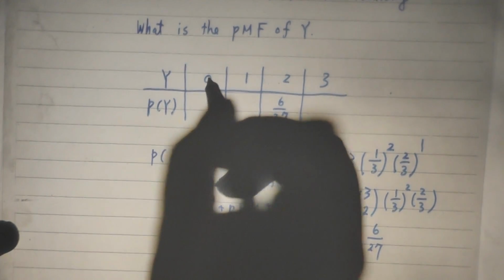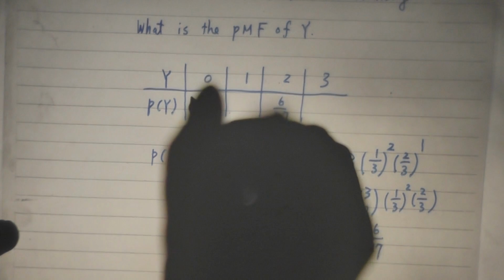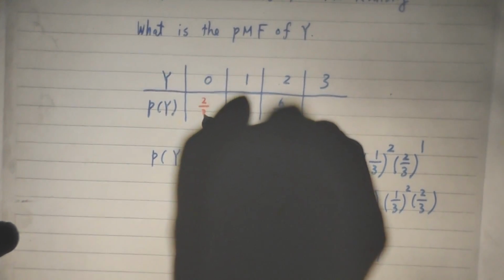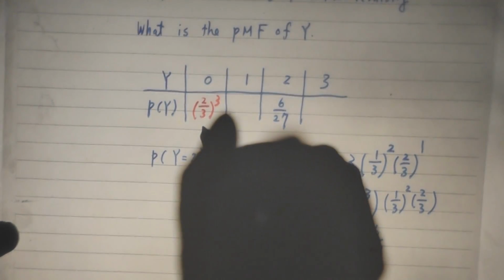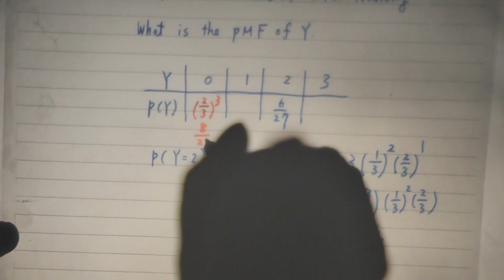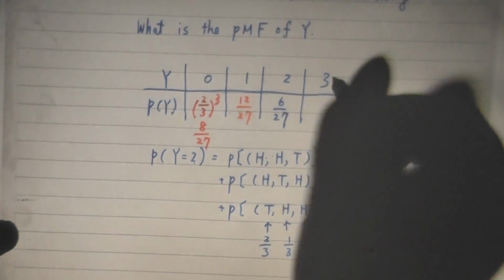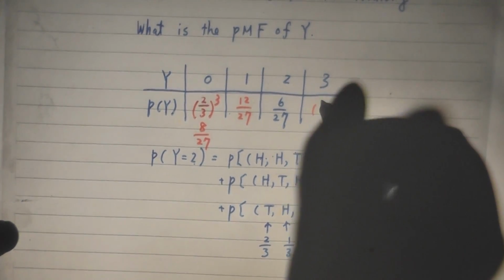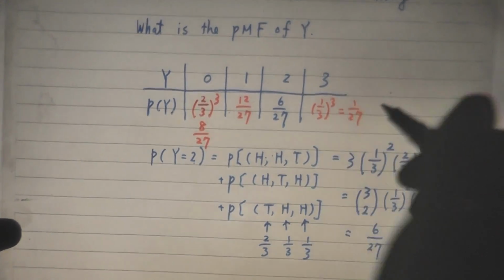probability y equal to 0. That means we see 3 tails in a row. And chance to see a tail is 2/3. And 3 of them is 2/3 to the power 3. And this number is 8 out of 27. How about 1? 1 is 12 out of 27. And how about 3 heads in a row? 1/3 to the power 3, which is 1 out of 27.